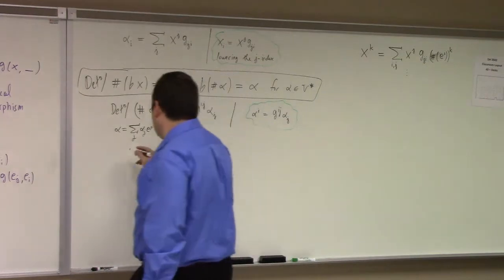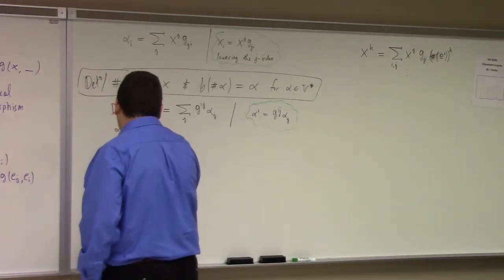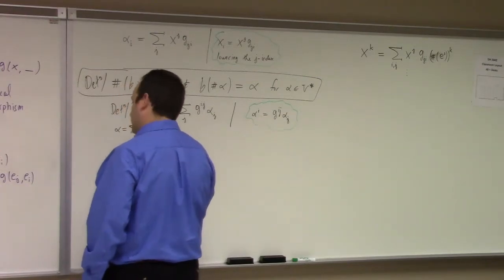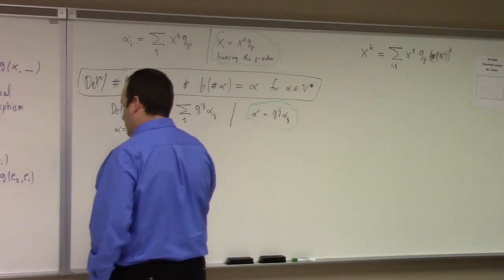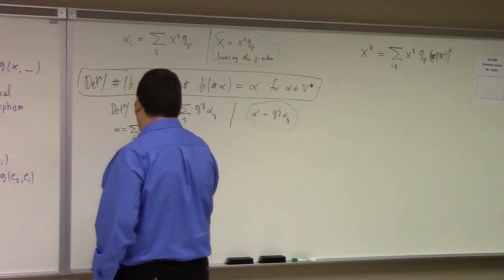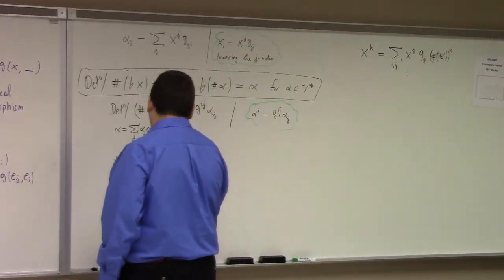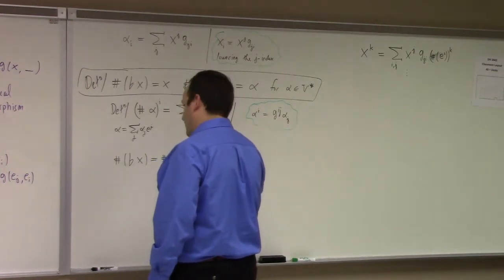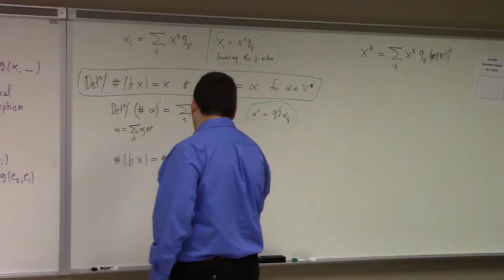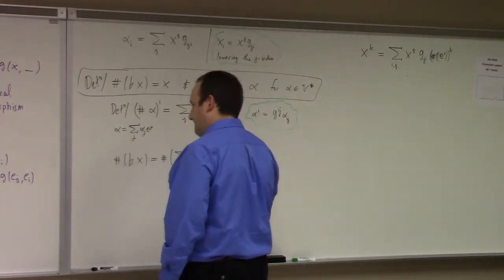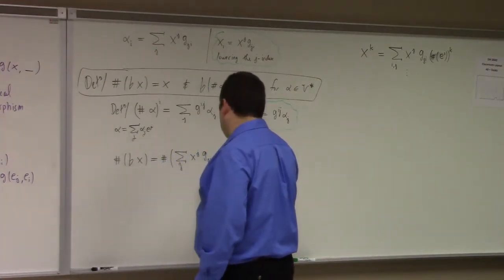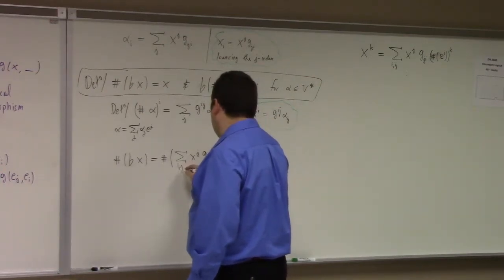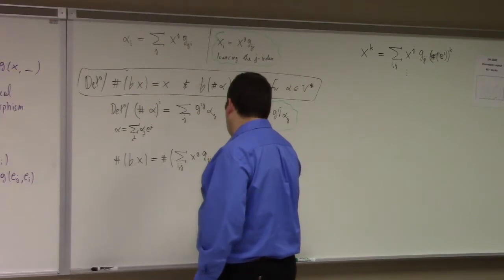That's pretty easy, right? So if I take the sharp of the flat of alpha of x, what should that be? That's the sharp of the sum over j of x^j g_ji, right? Oh, I keep forgetting. I have to add the basis element too, right? So there's an e^i here as well.